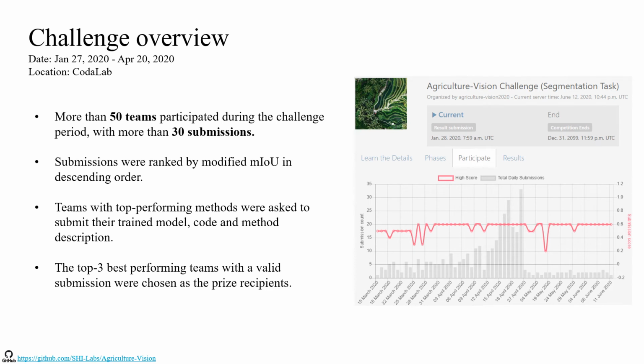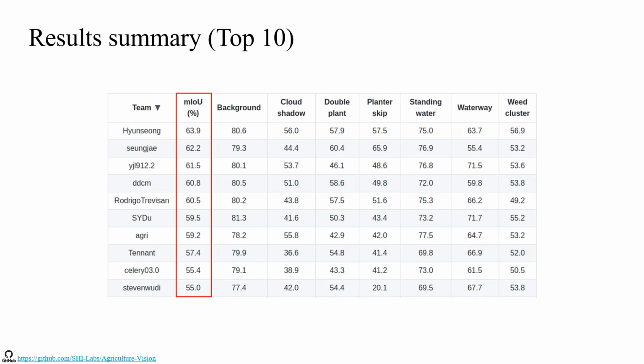The Agriculture Vision Prize Challenge was held between January 27th and April 20th on CodaLab. During the challenge period, we had more than 50 teams participating with more than 30 submissions. The submissions were ranked by modified MIOU previously introduced, and the teams with top performing methods were asked to submit their trained model, the code, and also the method descriptions for validation. And finally, the top 3 best performing teams with a valid submission were chosen as the prize recipients. And here's the results for the top 10 submissions as of the end of the challenge.